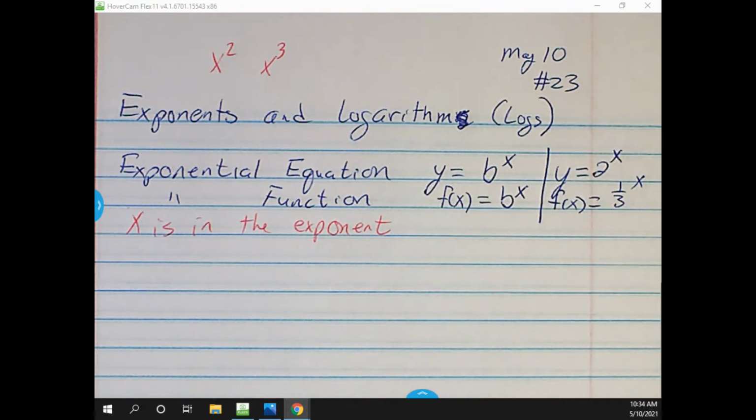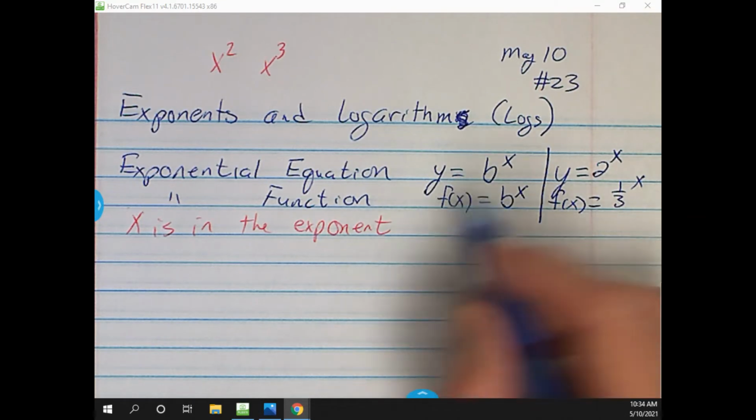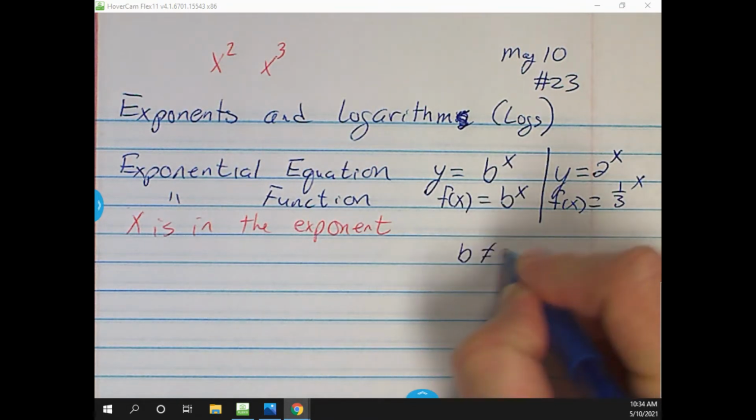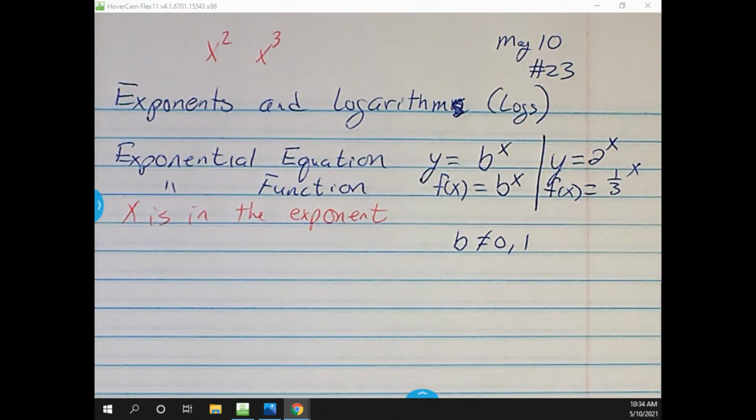Now the one catch is we don't use the base to be 0 or 1, because 0 to any power is still basically just 0. Same thing if the base is 1, because 1 to any power is just going to be 1 repeated. So the base can be any number other than 0 or 1. We're not going to use 0 or 1, because those two just give us a problem that doesn't really do anything, since 1 to a power just keeps repeating over and over.